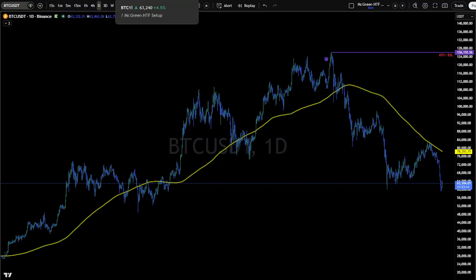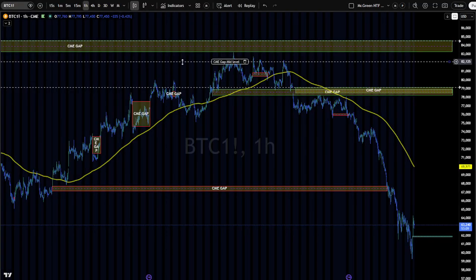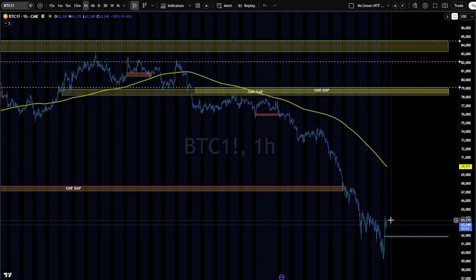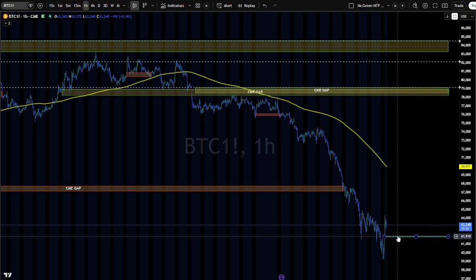We're going to go to something that we need to consider, which is the CME gap. We have a CME gap that formed down here at 62,000. We'll see if price comes down to fill this gap or not. It is a pretty small one, so the draw on liquidity might not be that much.